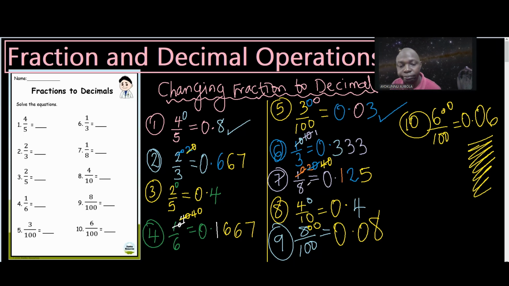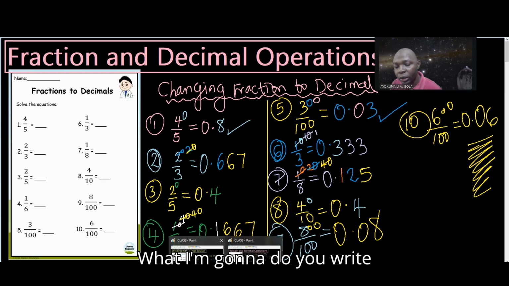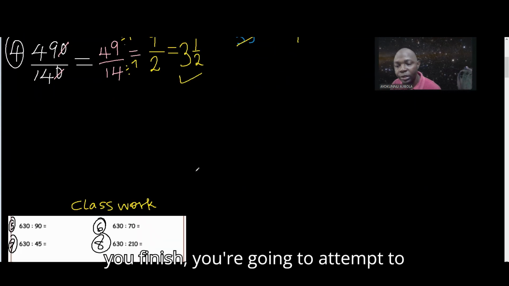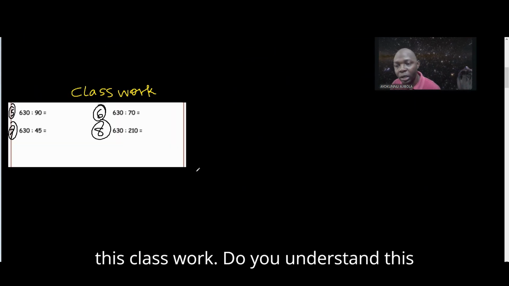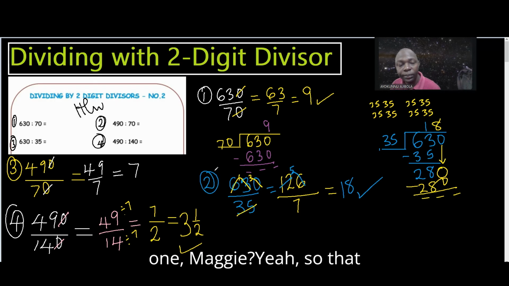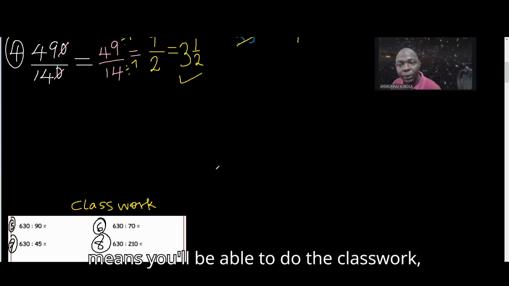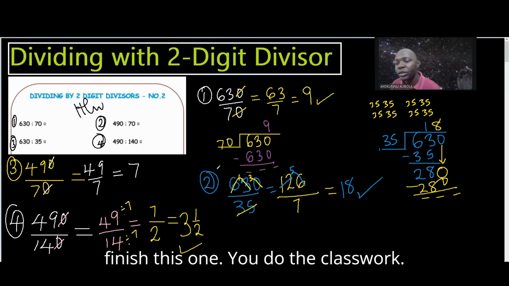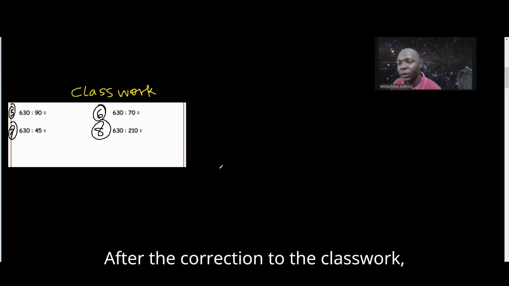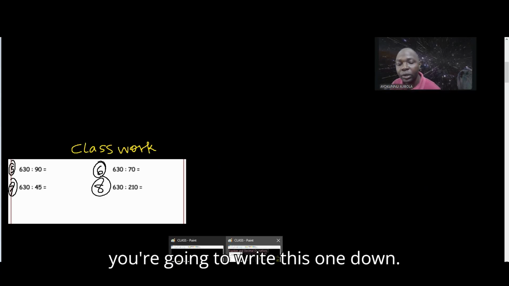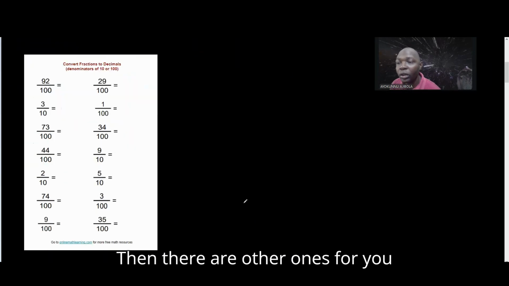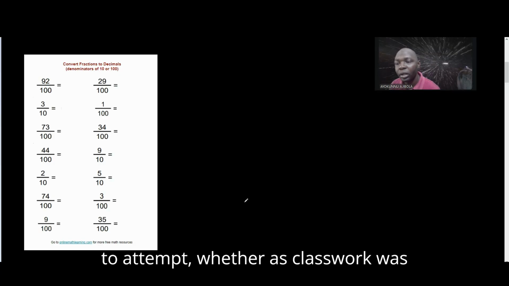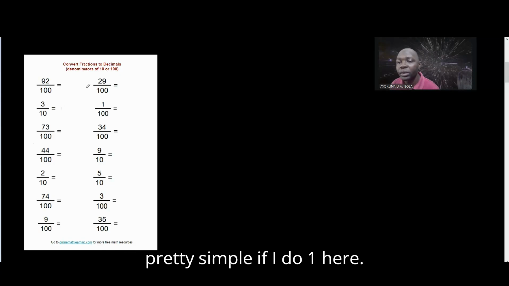What I'm going to do, you write these ones down. When you finish, you're going to attempt this classwork. Do you understand this one, Miggy? So that means you'll be able to do the classwork, right? After the correction to the classwork, you're going to write this one down. Then there are other ones for you to attempt, whether as classwork or as homework. In fact, this is something pretty simple.